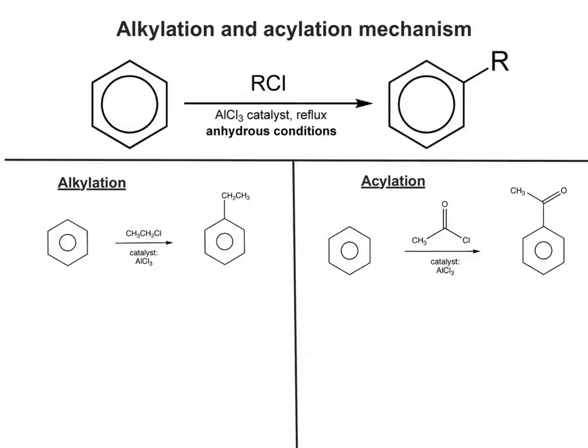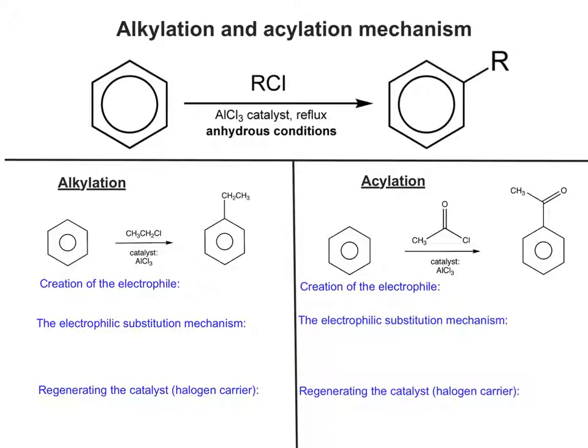If we start with the overall equation, we can break up the mechanism into three steps. What they'll need you to be able to remember and apply is the creation of the electrophile, the electrophilic substitution mechanism itself with the curly arrows, and then finally the regeneration of the catalyst. I'll take you through the alkylation one first, and then I'll get you to have a think about the acylation one before I show you how that one works. They're very similar to each other, provided you follow the principles we've talked about.